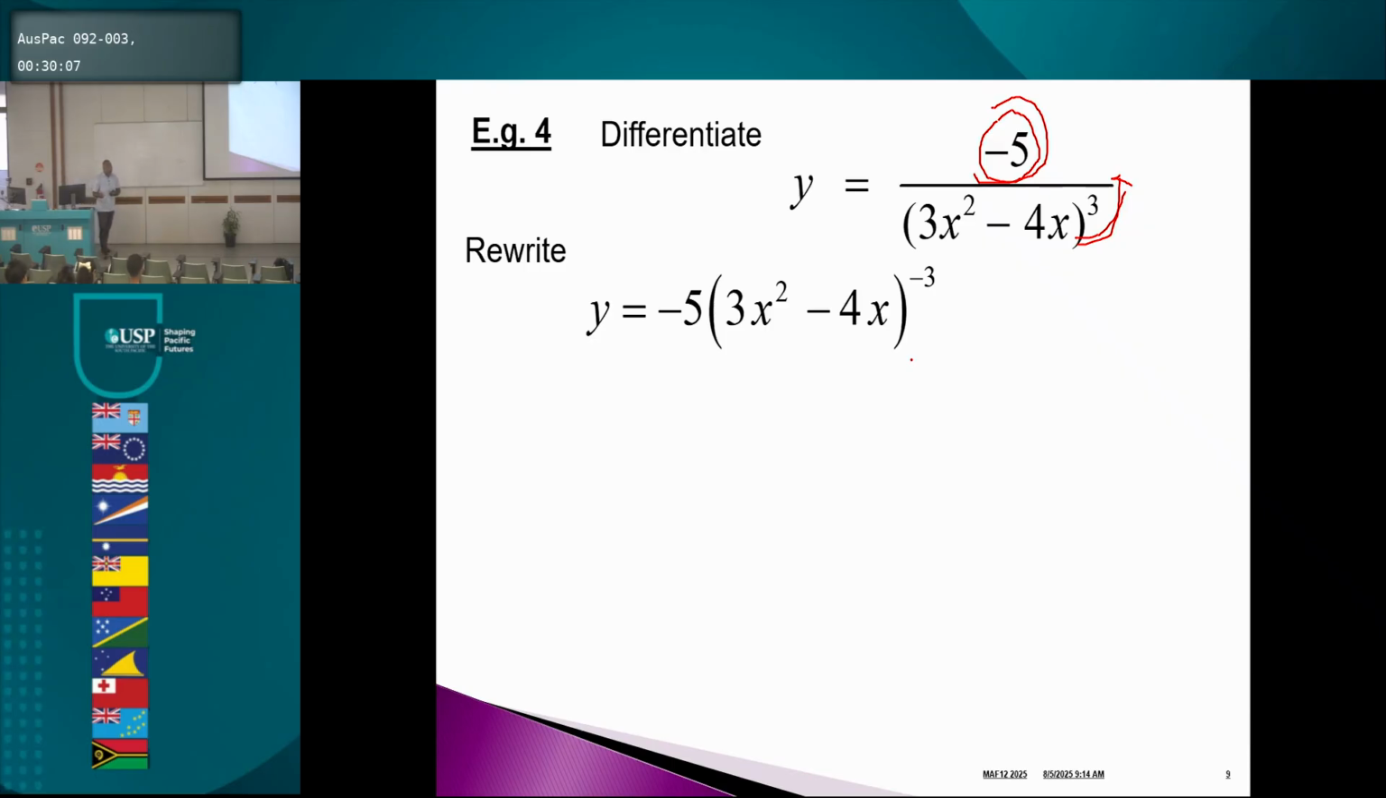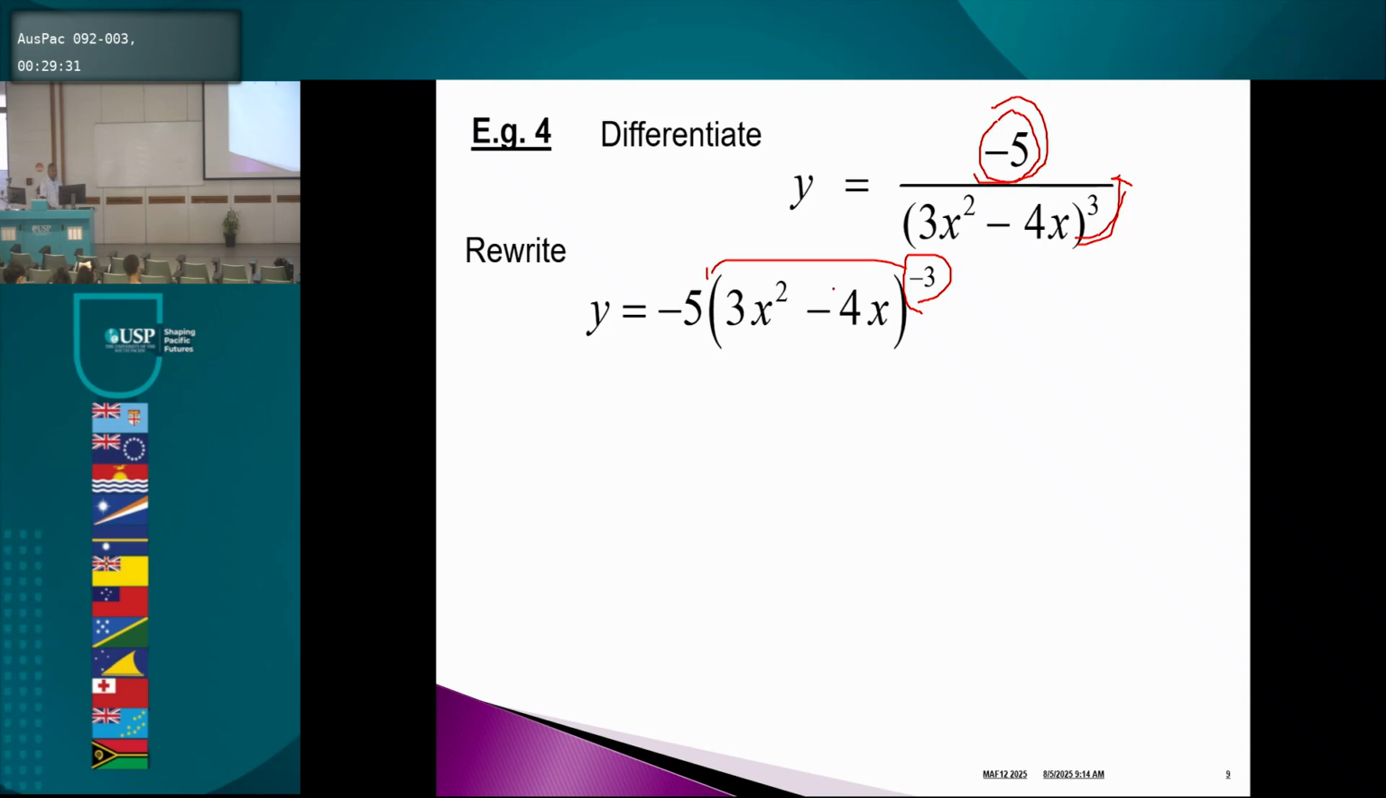So if you move that up, we have an inner and outer function. What's the inner function here? 3x squared minus 4x, yes. Outer, negative 5 to the power of negative 3. So, let's cut down on our steps. So we'll differentiate by working on the power. We'll move the power down and reduce the power by 1. So what will we have?